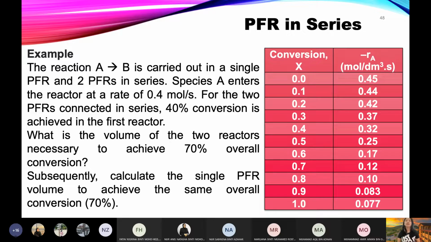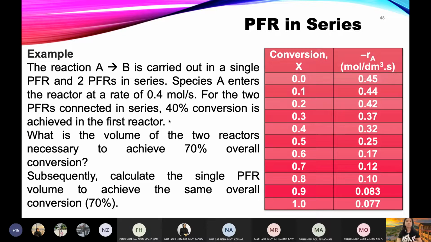Okay, then next, the species A enters the reactor rate 0.4 mole per second. So FA0 pun still sama macam soalan tadi, 0.4 mole per second. So FA0 saya tak terang lah sebab tadi saya dah explain kan how we come to the conclusion FA0 is 0.4. Okay, done. For the two PFR connected in series, 40% conversion is achieved. So sama konsep macam tadi, yang soalan yang tadi.